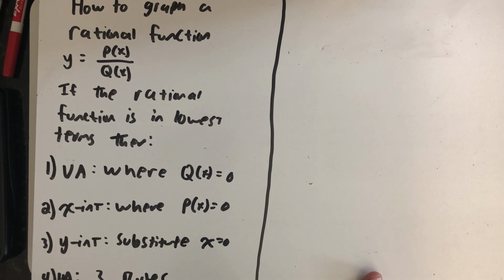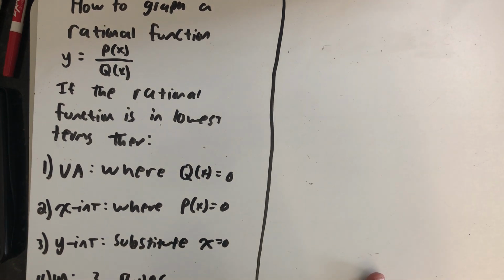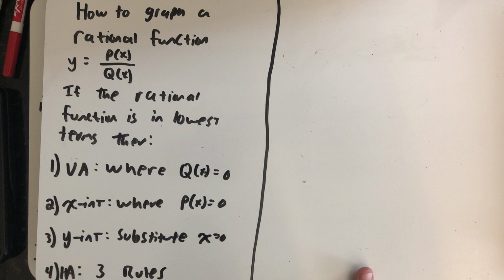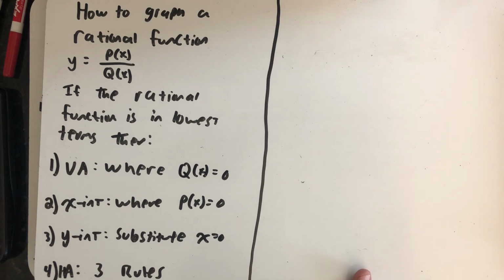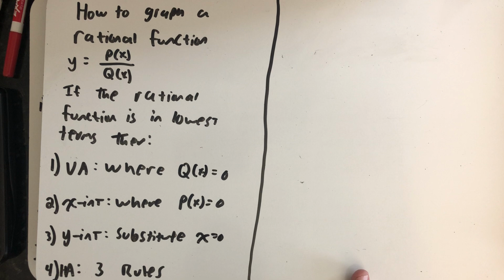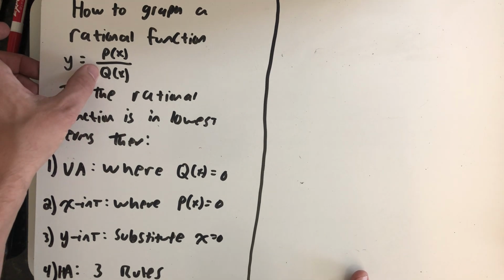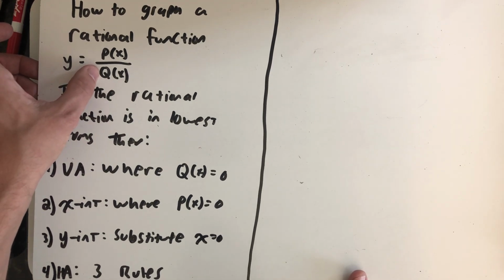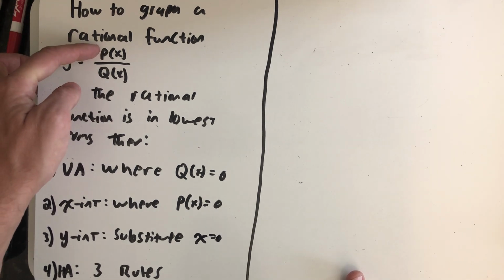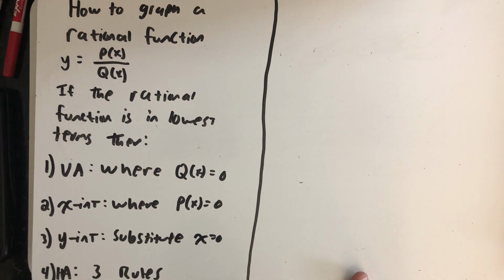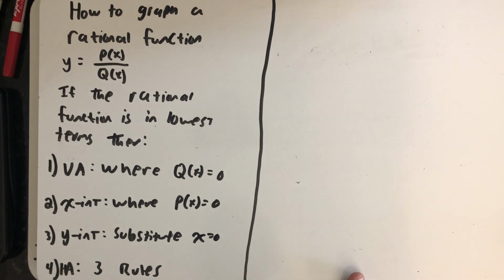And then for the horizontal asymptotes, I need to remember 3 rules. If the degree of the numerator and denominator are the same, then I take the quotient of the leading coefficients, and that's my horizontal asymptote. If the degree of the bottom is larger, then my horizontal asymptote is at y equals 0. And if the degree of the top is larger, then there is no horizontal asymptote. We'll see 2 of those rules come into play in our examples.